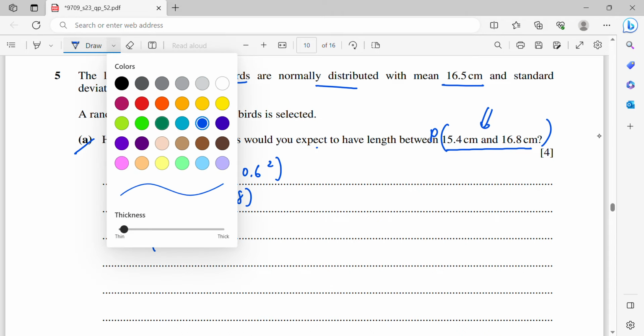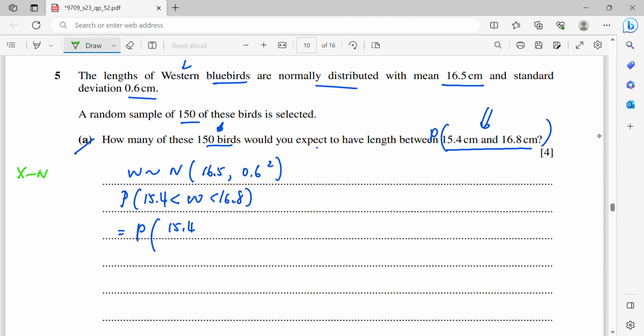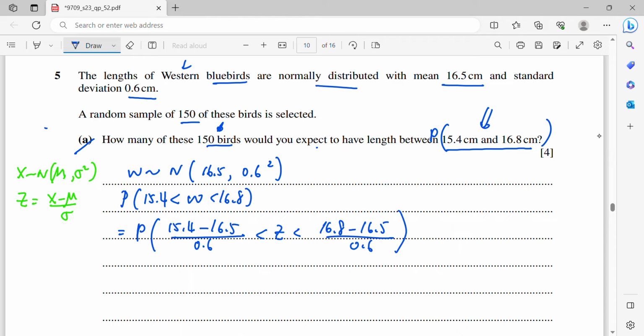Now, just for information, when you standardize the normal random variable, it will be (X minus mu) over sigma. So here will be W minus the mean 16.5 over sigma, which is 0.6. Then you change to the standardized normal random variable Z. So 16.8 minus 16.5 over 0.6. Then when you calculate, it will be negative 1.833 and 0.5.